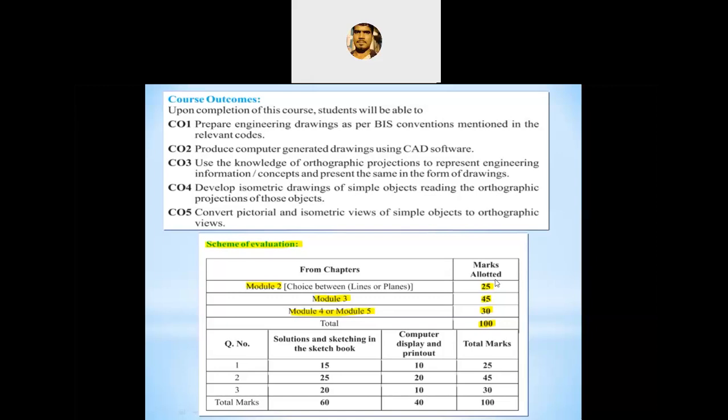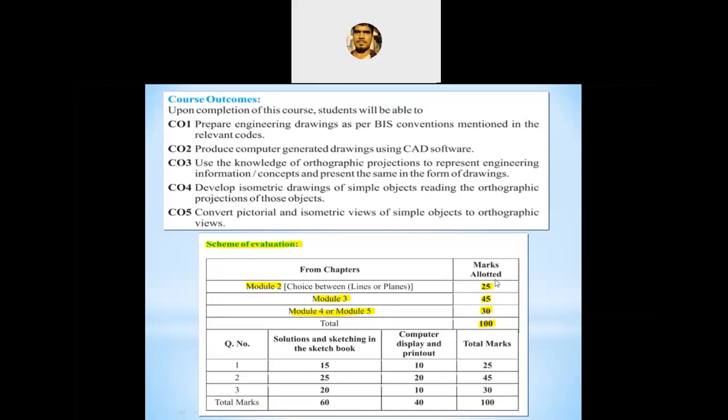And the last one is isometric. Same thing: first we give the problem, and you have to draw it in the sketchbook or on the sheets we give. So it is of 20 marks. And the same drawing you have to represent on the computer, it carries 10 marks. So total 30 marks. If you add all those things, it is a total of 100 marks, and 60 marks for the manual drawing, which you have to draw manually using a scale, pencil, and drawing sheet. And the next 40 marks, the same thing you have to represent in the software, it carries 40 marks.